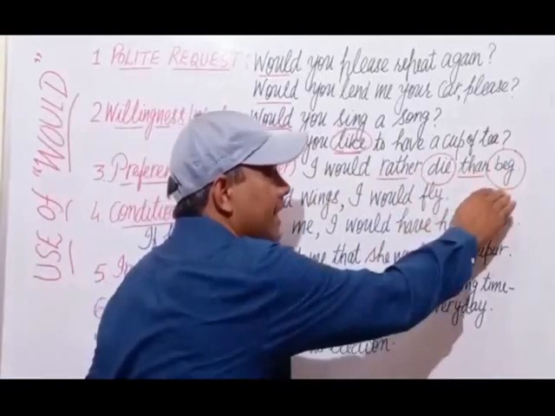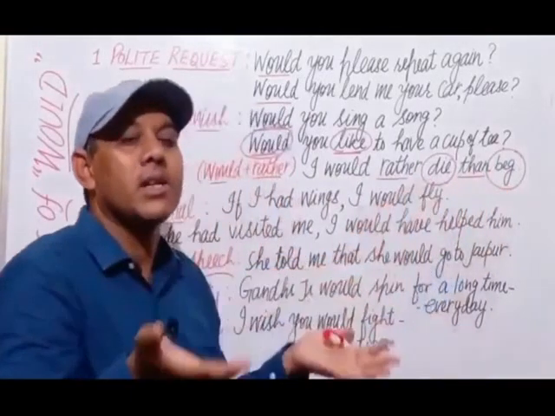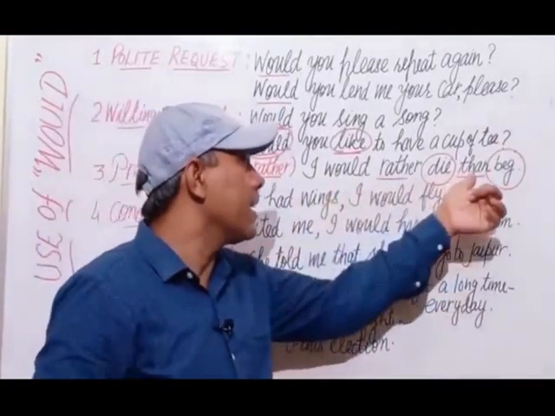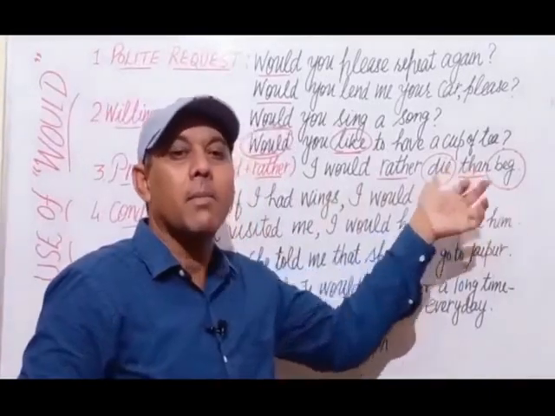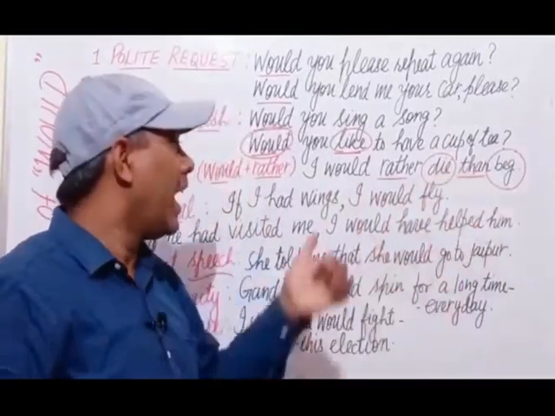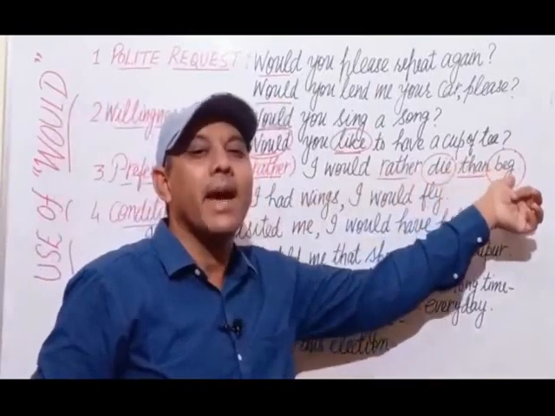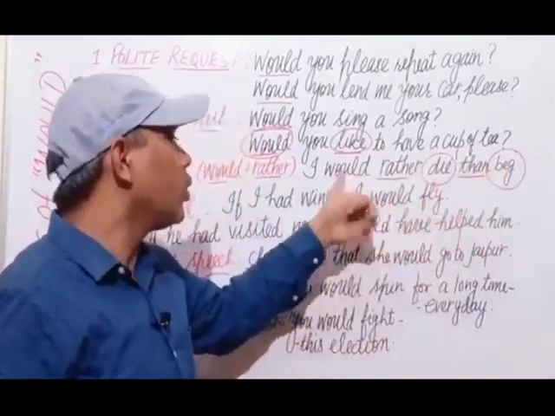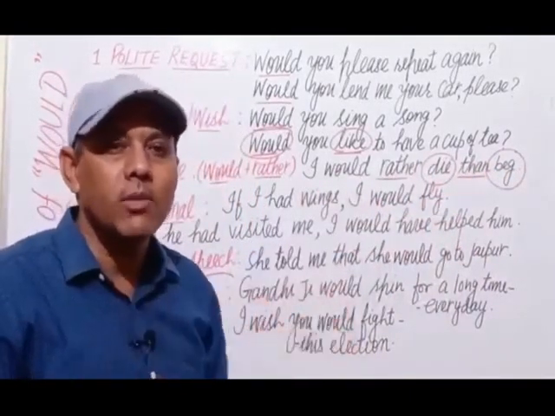मैं भीख मांगने से तो अच्छा है कि मर जाऊं, अर्थात भीख मांगने की अपेक्षा मैं मर जाना पसंद करूंगा. I would rather die than beg. In this way, I use would as a modal verb.